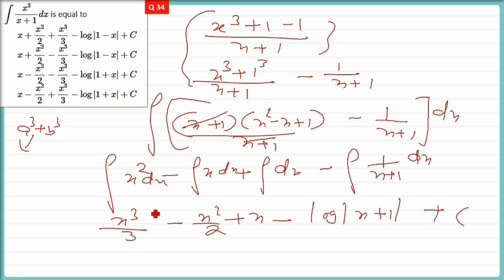How easy it is now. So let's match it. The answer which we got and the question, it starts with an x.